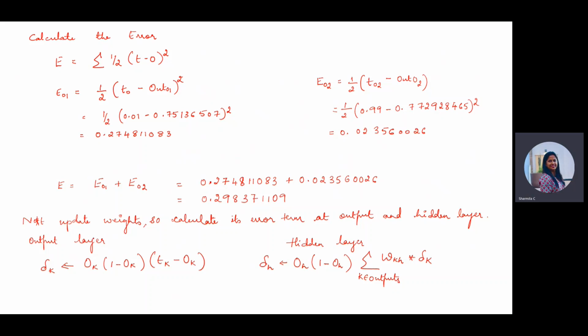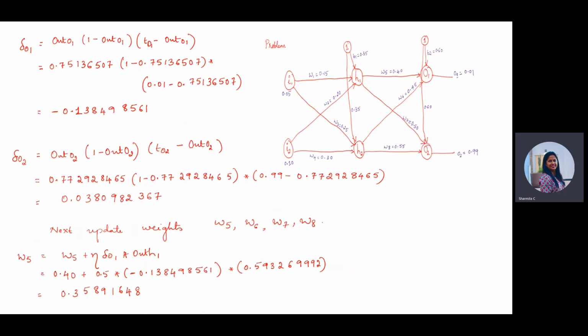Next, we need to update the weights. So we need to calculate the error term at the output layer and the hidden layer. At the output layer, we'll use this formula to calculate the error term. At the hidden layer, we'll use this formula. We first calculate the error term at the output layer. We have two output units.